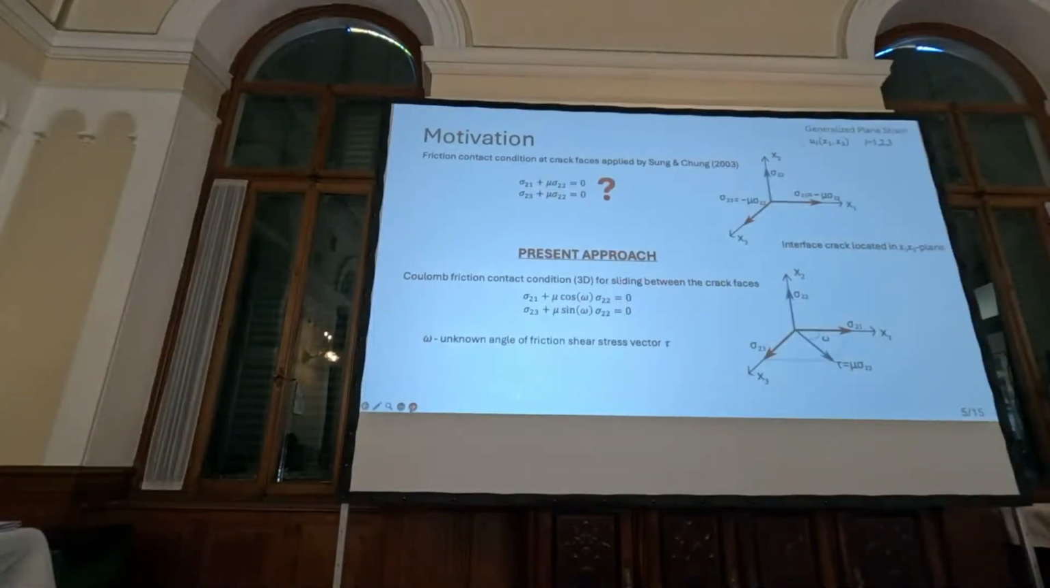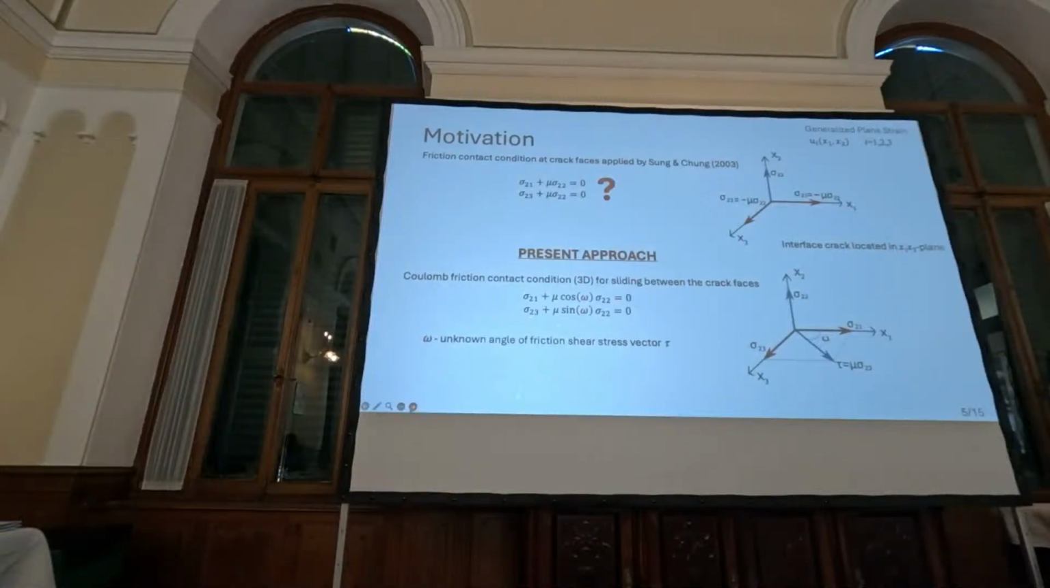So we propose the following Coulomb friction condition for sliding. We consider any orientation of the friction shear stress vector given by the angle omega with respect to axis x1.